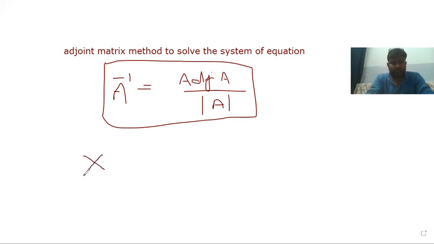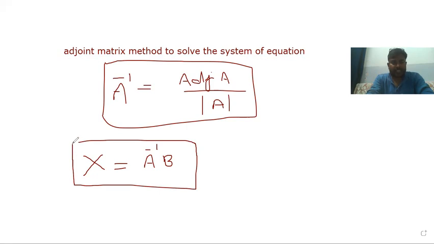Here, for getting the value of x, y and z, we use X is equal to A inverse B, and we will find the values of x, y, z according to the question. So X is equal to A inverse B. It is applied to solve the system of equations. So now, first of all, we write the example.